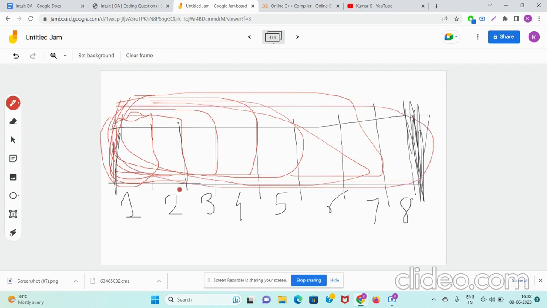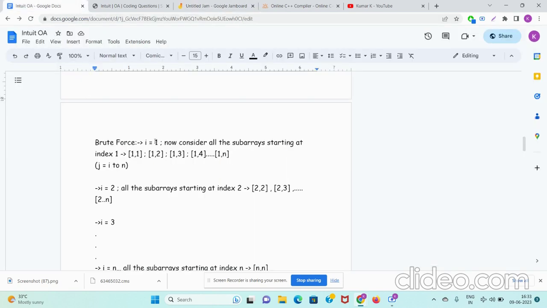Once this is done, you can start from index number 2. You can calculate the answer for subarrays starting and ending at index 2, this part. Then 2 to 3, 2 to 4, 2 to 5, 2 to 6, 2 to 7, 2 to 8. Then 3 to 3, 3 to 4, 3 to 5, 3 to 6, 3 to 7, 3 to 8. So basically, i equal to 1.